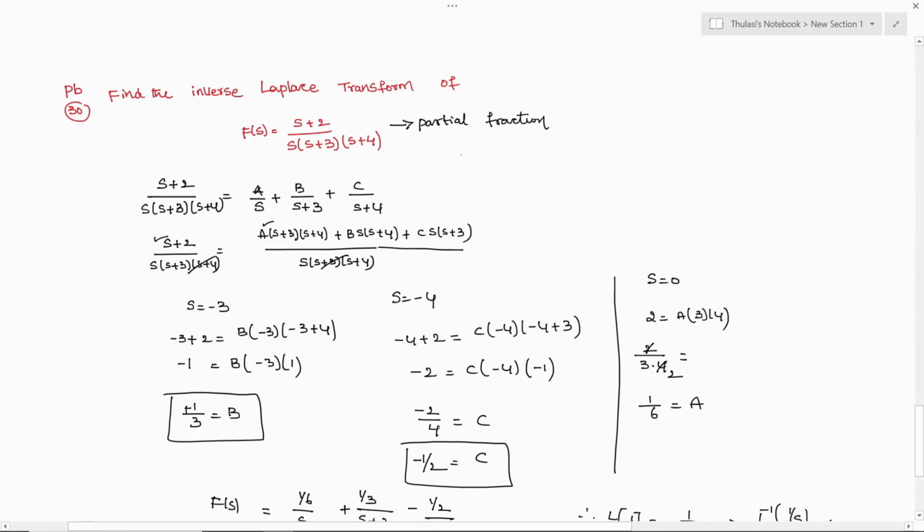We get a solution by using a small technique called the partial fraction method.